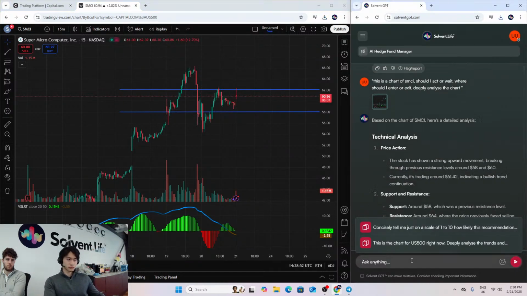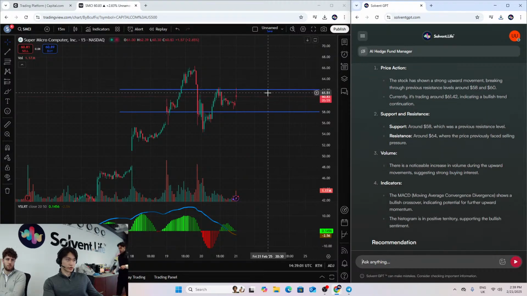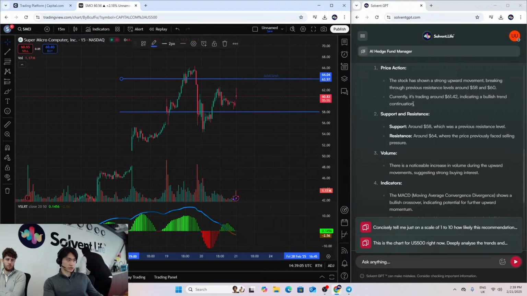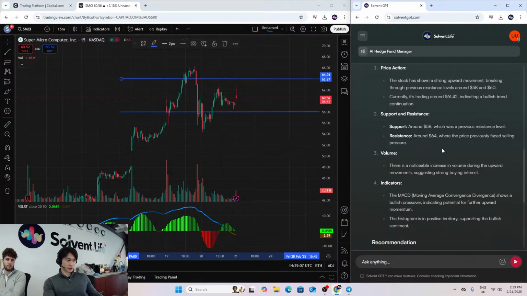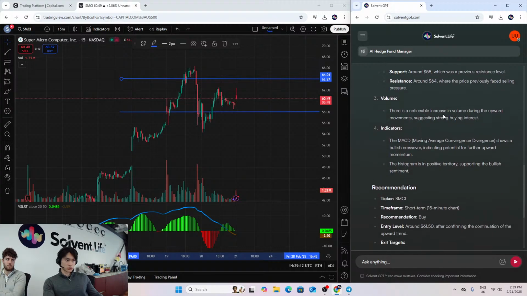Okay. It says, okay, exactly where we put our support and resistance. Maybe we should move our resistance a little bit higher to that 64. There we go. Noticeable increase in volume during the upward trend.